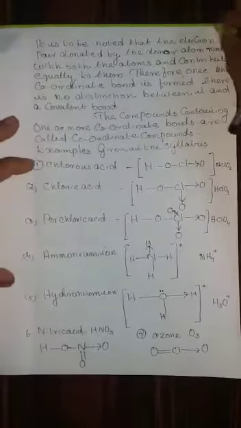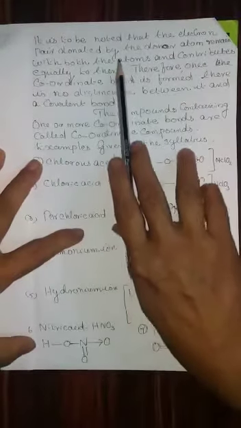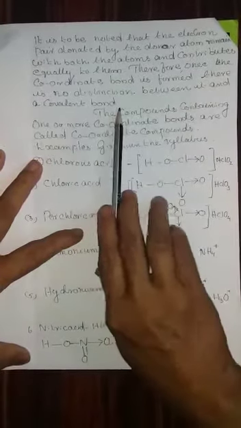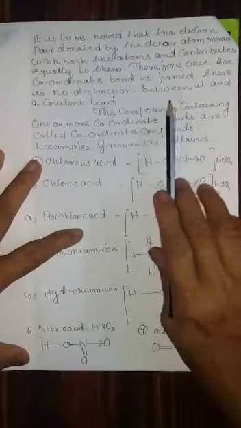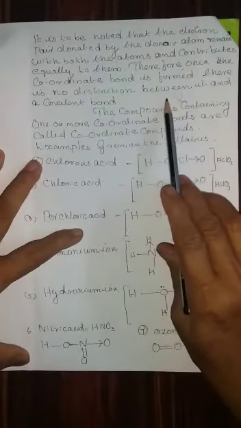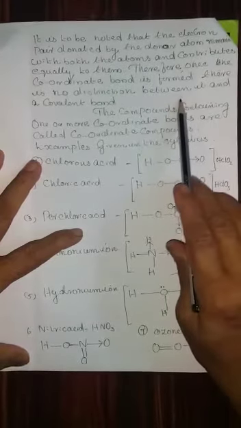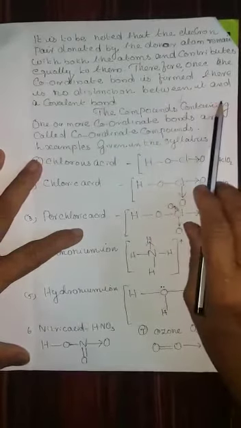It is to be noted that the electron pair donated by the donor atom remains with both the atoms and contributes equally to them. That is why it is kept in the middle. Therefore, once a coordinate bond is formed, there is no distinction between it and a covalent bond. In a covalent bond also, the middle pair is shared by the two atoms. The procedure is the same, but in a coordinate bond one atom is giving, whereas in a covalent bond both the atoms are equally contributing. That is the difference between a coordinate bond and a covalent bond.